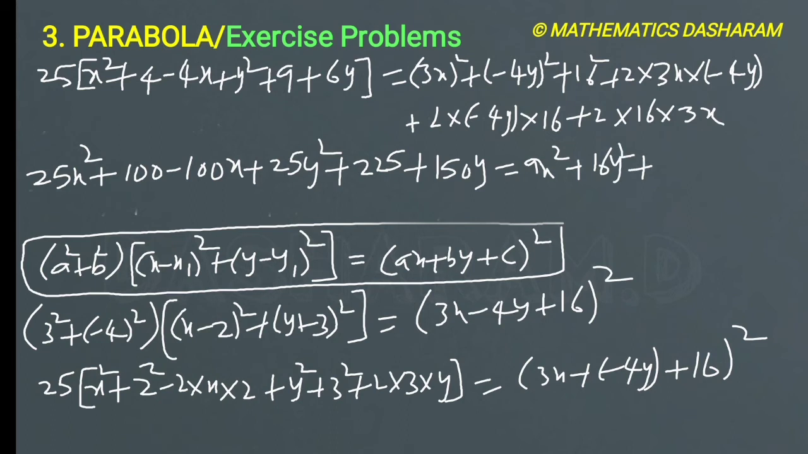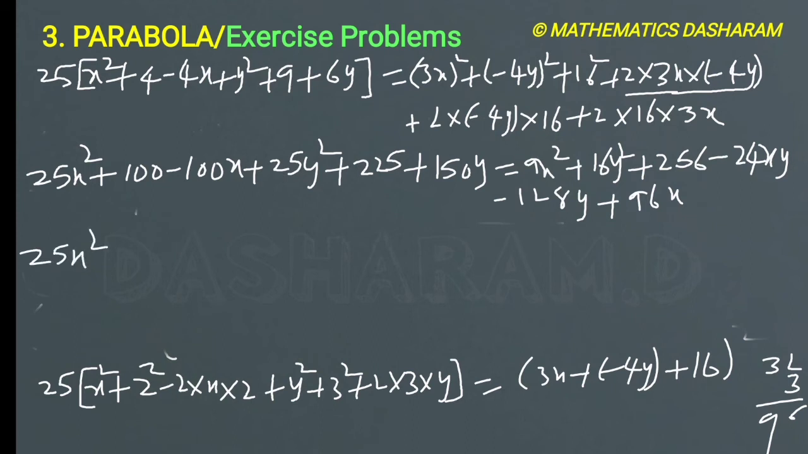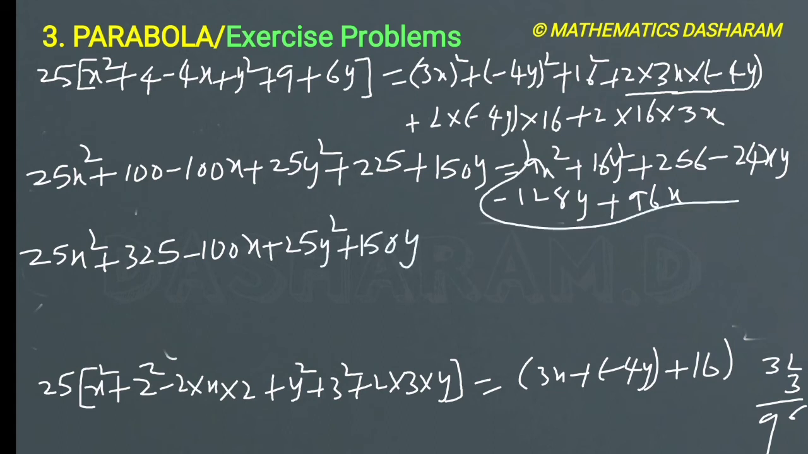16y square, next 16 square is 256, next minus 2 3s are 6, 6 4s are 24, so 24xy, next 2 into minus 4 is minus, so total minus 128y, next 2 into 16 into 3, 96x, so 25x square, 100 plus 225 is 325, next minus 100x plus 25y square plus 150y, and write these all terms to left side.